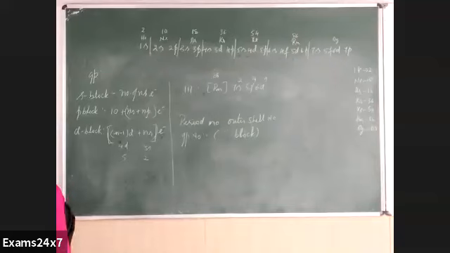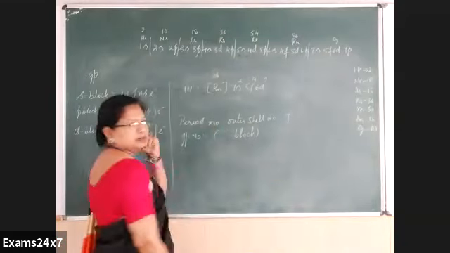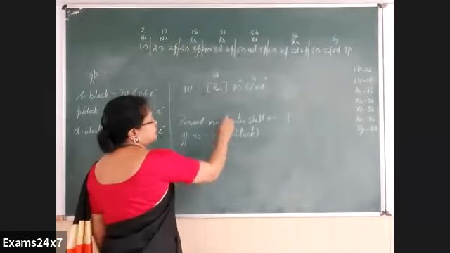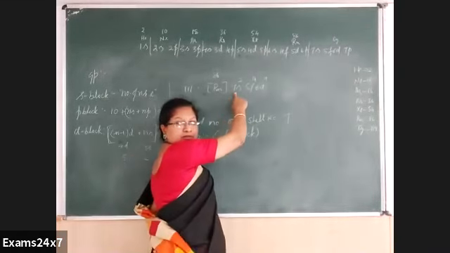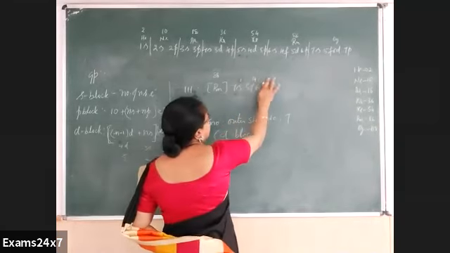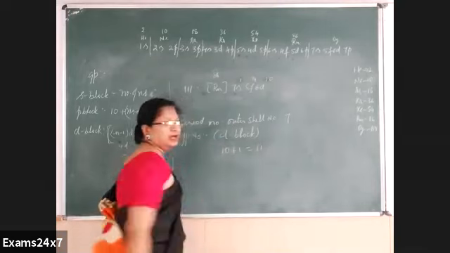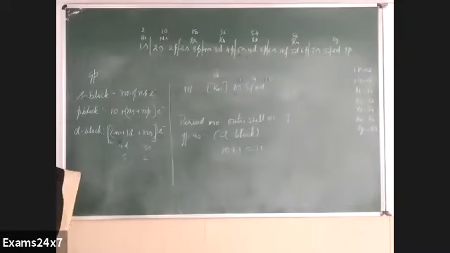Outer shell. Period number 7. Which block? D block itself. This should become what? Same as before, s1 and d10. So 10 plus 1. This is also an 11th group element. Followed? Can you work it out now?